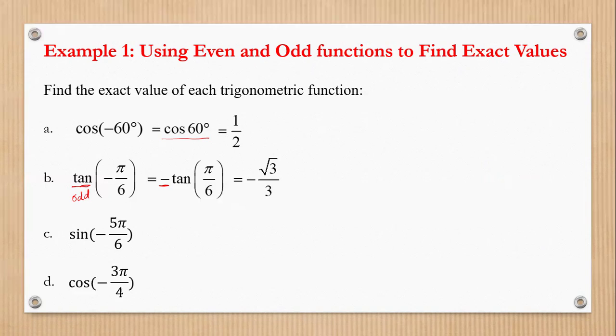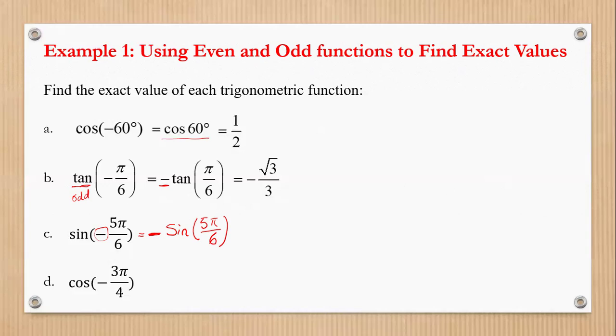Okay, next example. I want to find the sine of negative 5 pi over 6. First of all, I know that the sine is an odd function, which means that this negative should stay outside. And then the sine of negative 5 pi over 6 is the same as the negative sine of 5 pi over 6. Now I only need to find the sine of 5 pi over 6. How do we find the sine of 5 pi over 6? By using the reference angle, because I don't have this angle in my table.